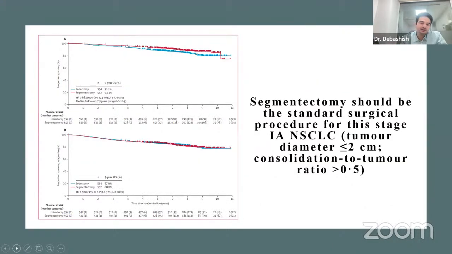So segmentectomy should be preferred only when the tumor size is less than 2 centimeter. We have discussed in the previous slide. It is just another slide to consolidate that fact. Next slide.